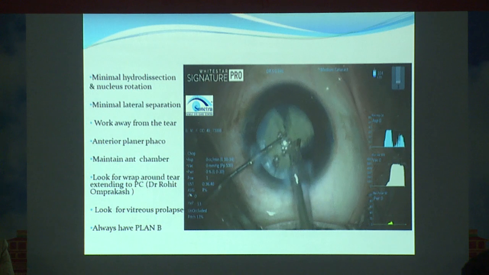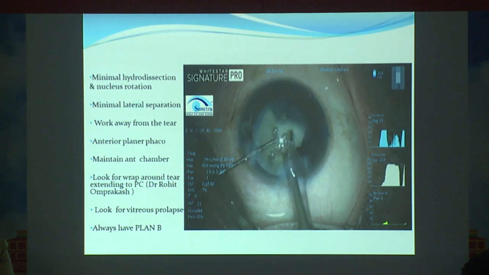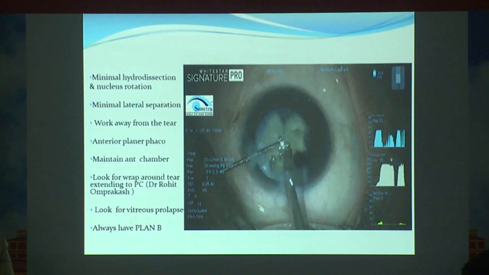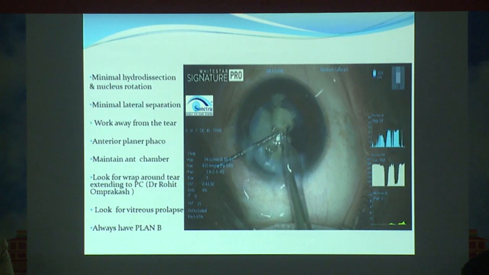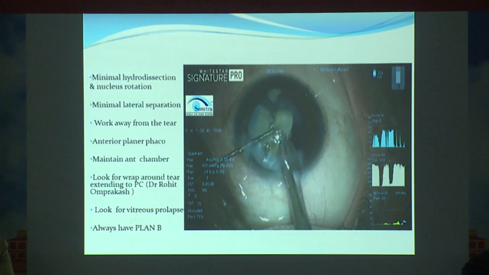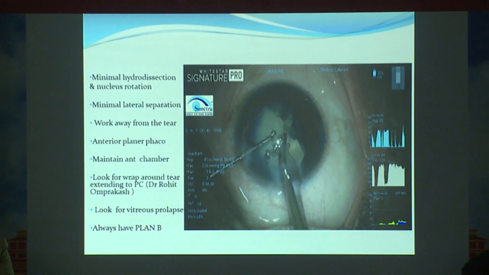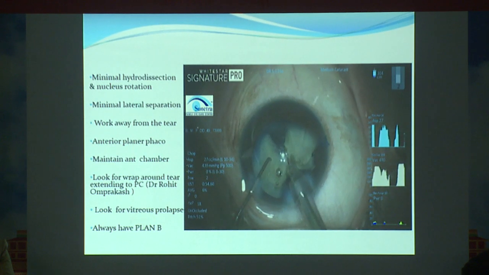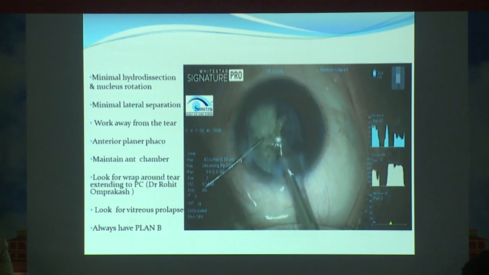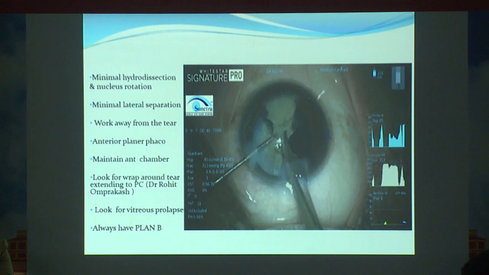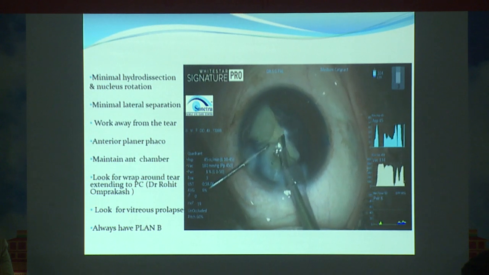And you can see how slowly I am progressing. I am chopping very slowly, trying to do the phaco slowly so that the chamber is maintained well and so that the extension is not going beyond. So for the lack of time, I'll move to the next slide, but you can see the principle is to do slow phaco as much as possible, and work away from the tear.